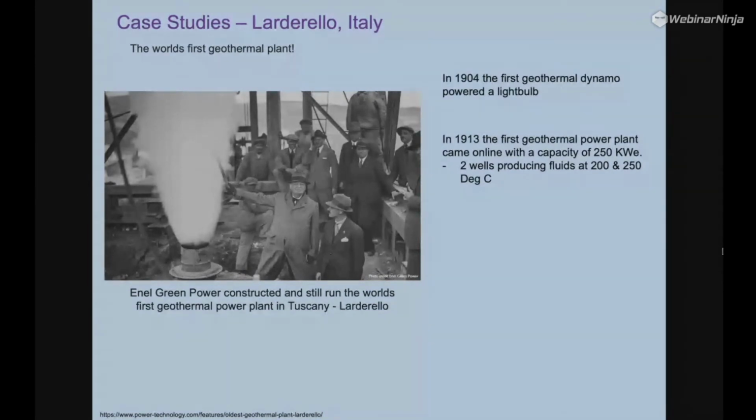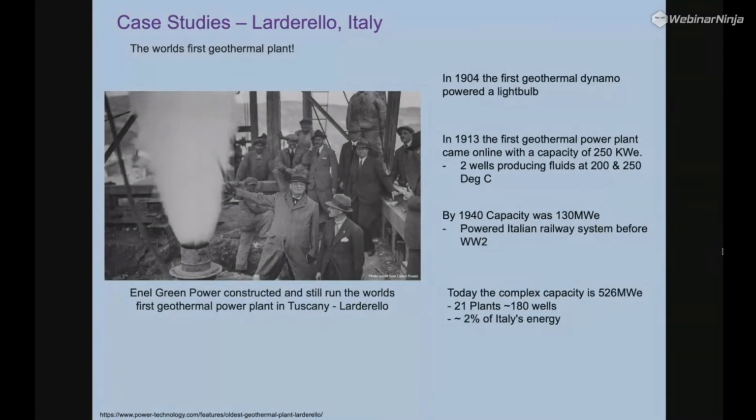And it produced from 2 wells with fluids at 200 and 250 degrees C. By 1940, capacity had grown to 130 megawatts, and it powered the Italian railway system before World War II. It was destroyed in the war, and plants were rebuilt in 1948 and have been producing ever since. And today, the complex capacity is 526 megawatts. That's from 21 plants across 180 wells, and it produces just under 2% of Italy's energy.